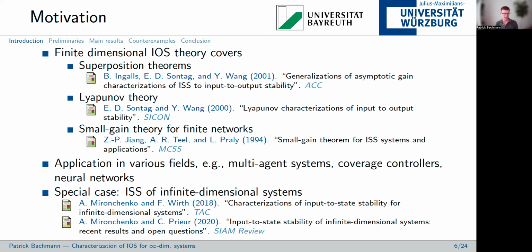And for this special case, there is also a theory which is quite well established, which was given by Andrii and Fabian Wirth here in the characterizations of input-to-state stability for infinite dimensional systems. And for general input-to-state stability theory, I want to refer to this survey written by Andrii and Christophe Prieur, which is also very helpful to get an idea of the state of the art.